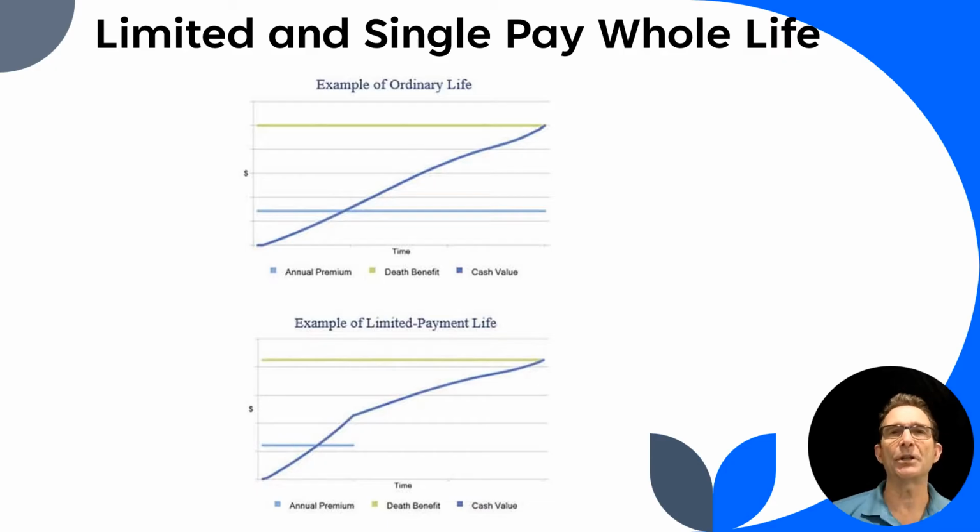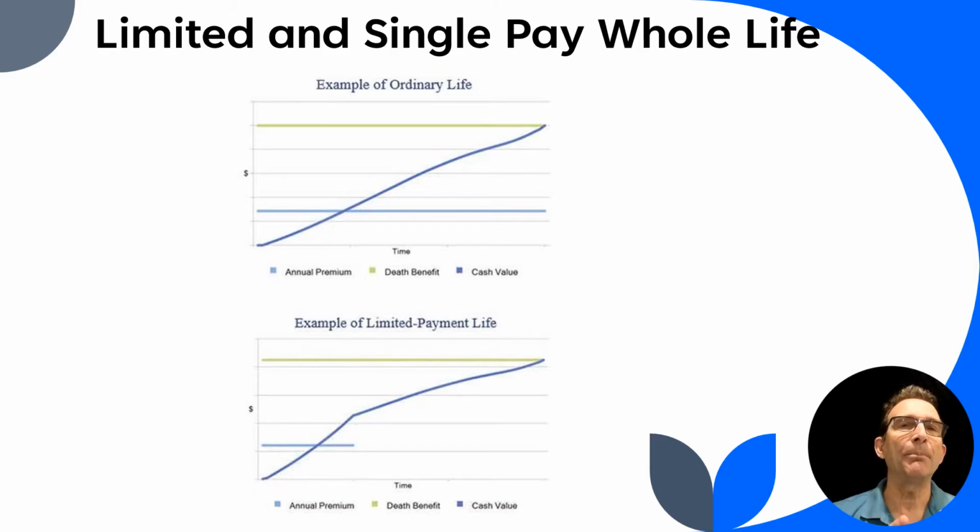All right, there's some variations in whole life. What we see here are an example of limited, and also what I'd like to describe as a single pay whole life. So you see at the top the example of ordinary whole life that we've just been talking about. It's a different graph, but again, you see there's a set annual premium, there's a set death benefit at the top, and you have that accrual of cash value. When you have limited payment whole life, then you can see that the annual premium, which is that light blue line here, it stops, right? It doesn't go for the person's entire life, for the insured's entire life.